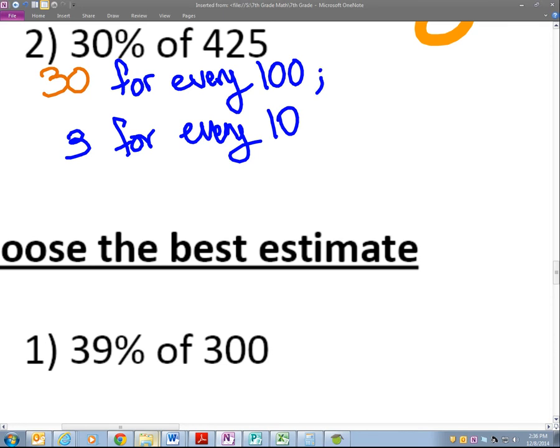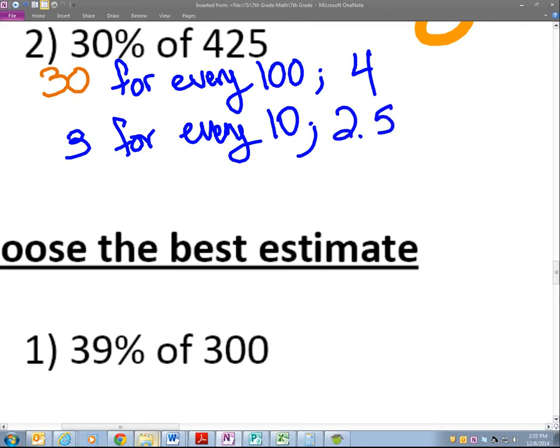Now, for 30 for every 100, how many 100s do we have in this number? How many hundreds, Raven? There are 4 hundreds. How many 10s do we have? About 2, right? Do you want to just do 2.5? Let's do 2.5. Let's see how accurate we can get this estimate.